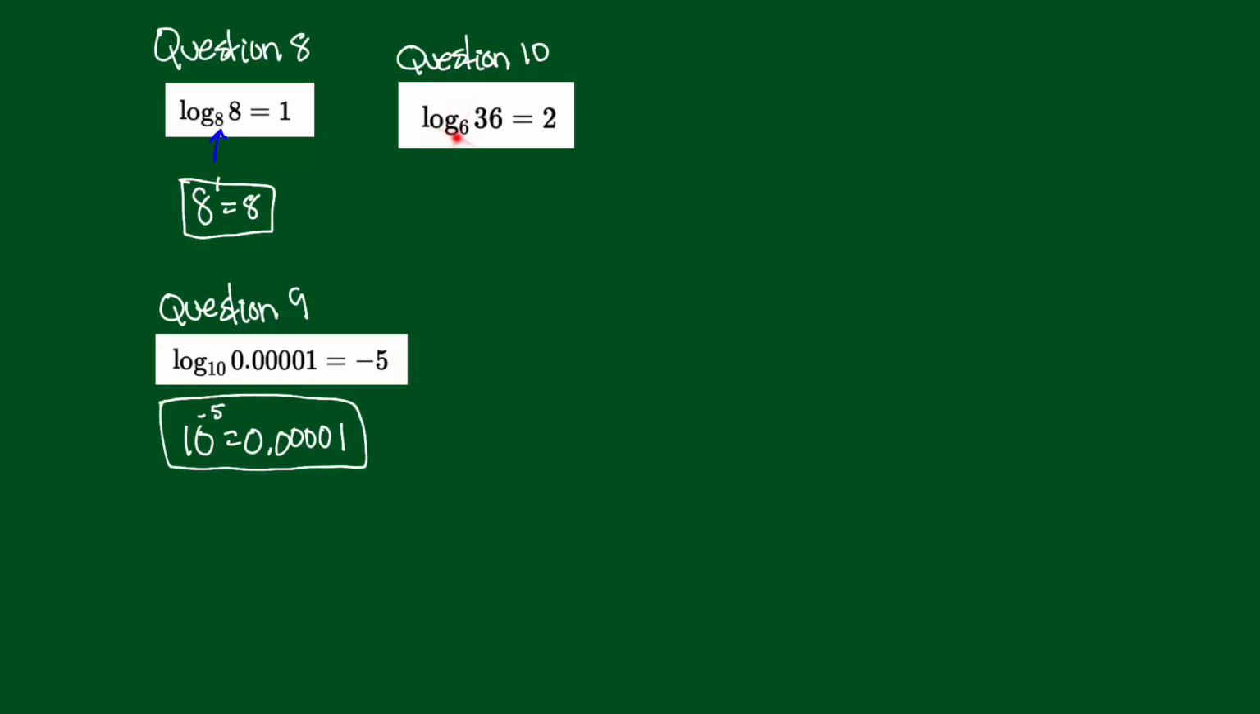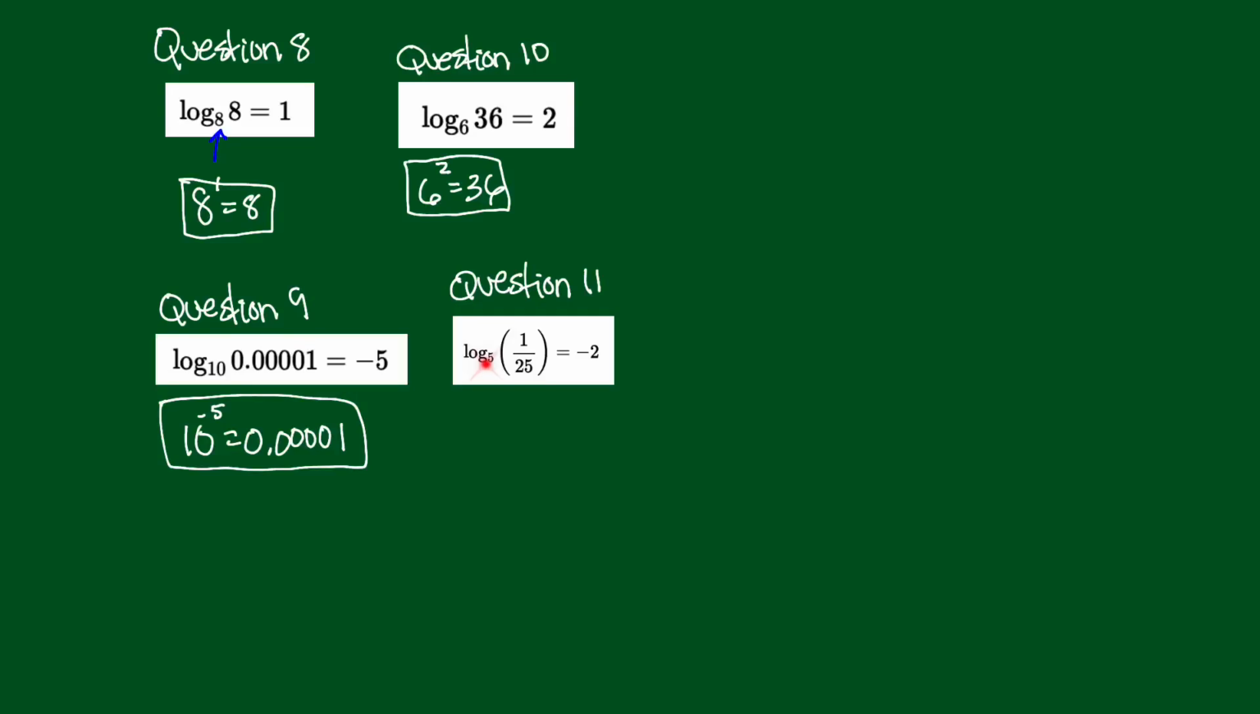Question 10. The logarithm base 6 of 36 is 2. This is a logarithmic form. Convert it to exponential form. The logarithm is the exponent. That exponent 2 will go on that base 6. 6 to the 2 equals 36, and sure enough, 6 squared is 36, so we've got it right.